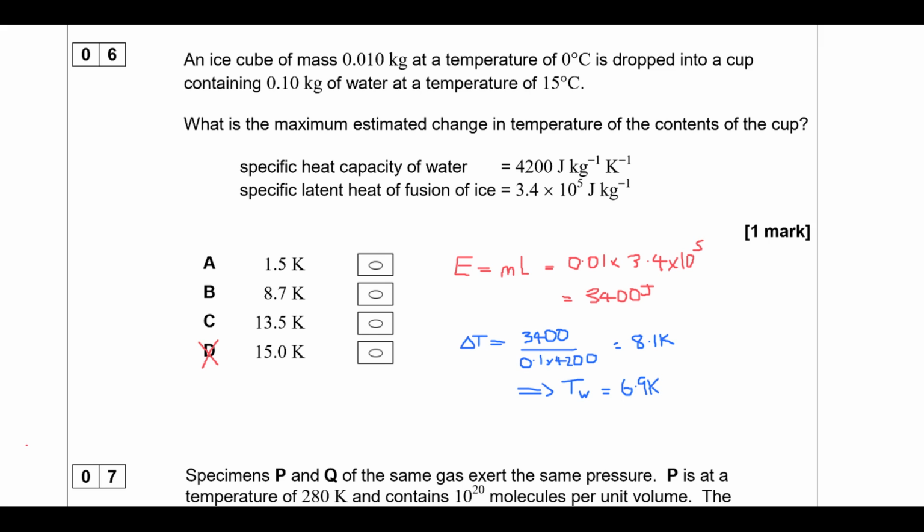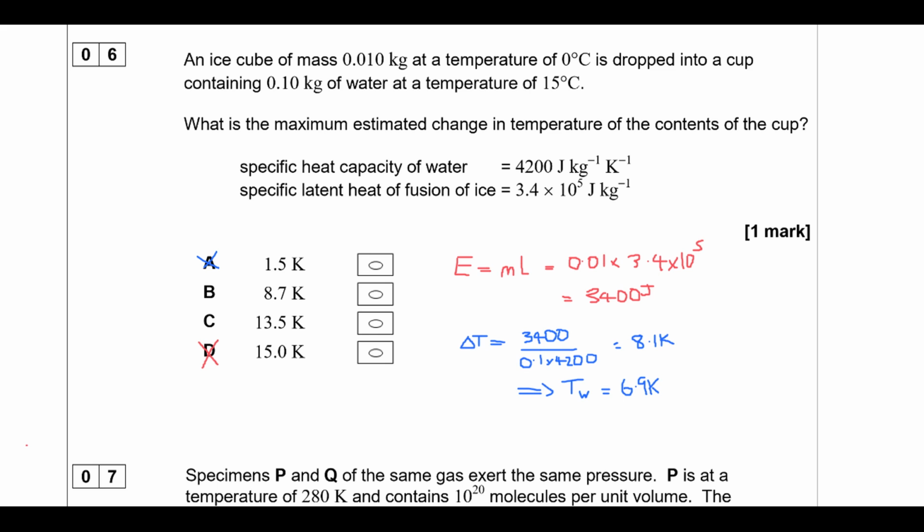So if we analyse what we've got here, we've already found the water changes temperature by about this, and it's only going to change by more because it's going to approach the temperature of the ice. So we can eliminate option A at this point because we've already found a temperature change bigger than that. So it's starting to look like it's going to be more towards B than C, but let's see if we can figure it out.